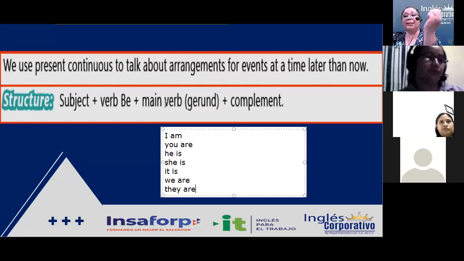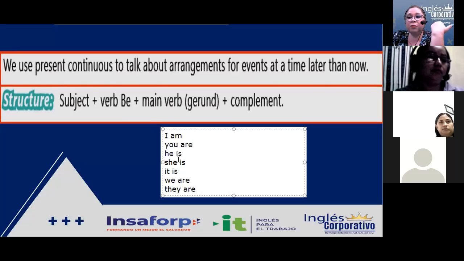Then it says that we need a subject. Here we have subjects. The pronouns are subjects. And the verb be. These are the forms of be for each pronoun. And then the main verb, let's say a verb from those we learned just now, both in the game and in the video. Tell me, I am, one of the actions you learned in the game or in the video. Let's see. I am painting. Good.